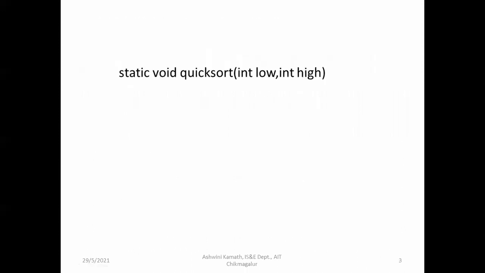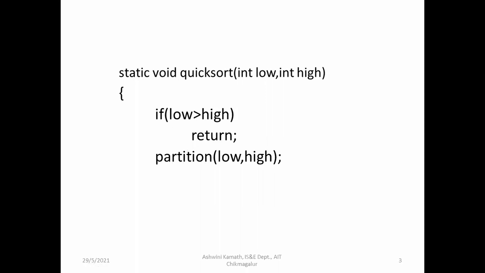Then static void quicksort. For this, we are passing int low and int high, that is the initial index and the last index. If low is greater than high, then return. If low is less than high, then call the partition function with low comma high.